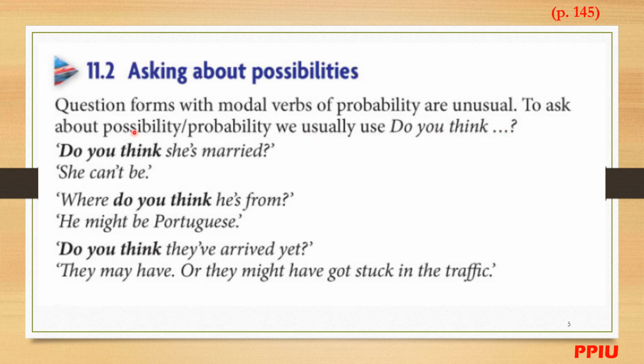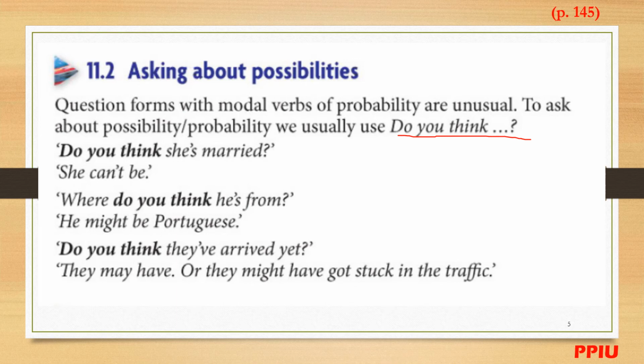Alright? Question forms with modal verbs of probability are unusual. To ask about possibility or probability, we usually use "do you think." Okay. Do you think she is married? She can be.